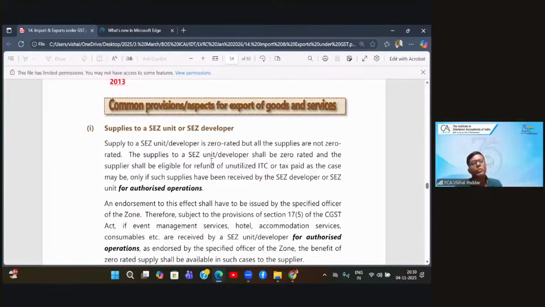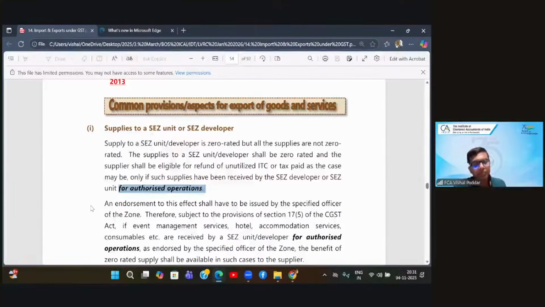Now, some provisions relating to SEZ. Whenever you are making supply to an SEZ unit or to an SEZ developer, it is regarded as zero rated. But this comes with a condition which was earlier not specifically mentioned. So there were some disputes. It has been specifically added that such supplies will be regarded as zero rated only if such supplies are received by the SEZ for their authorized operations.